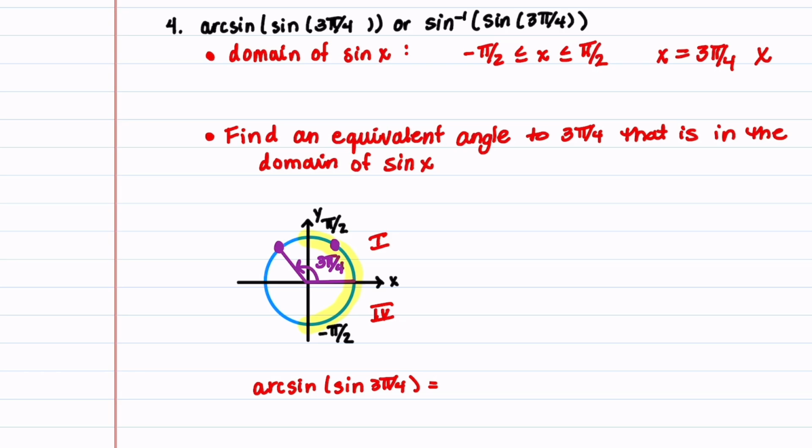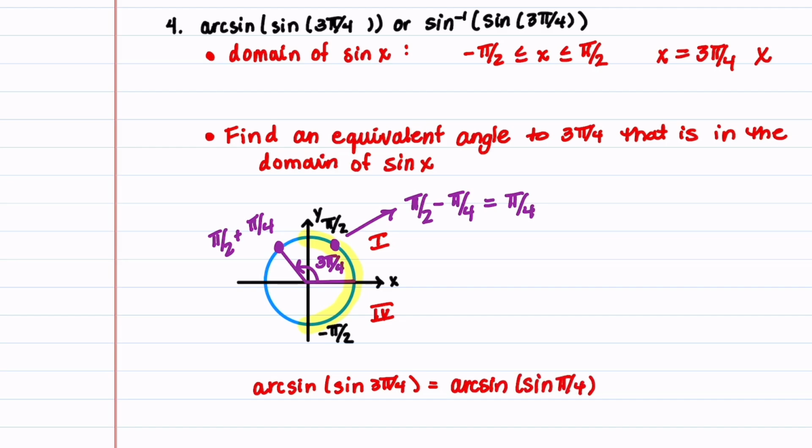We can think of the angle 3pi/4 as pi/2 plus pi/4. So our equivalent angle in the first quadrant is pi/2 minus pi/4, which is pi/4. We can then write that arcsin of sine 3pi/4 is arcsin of sine of pi/4, which is in our domain, so this is just equal to pi/4.